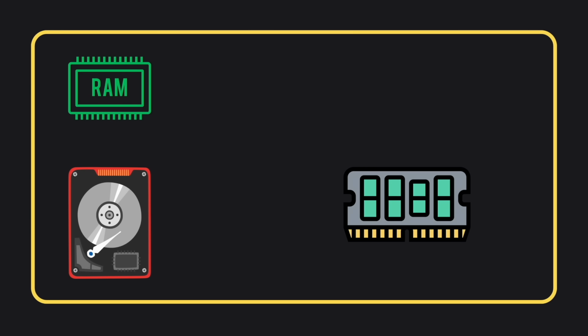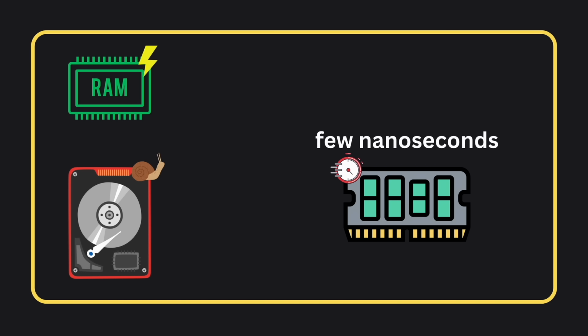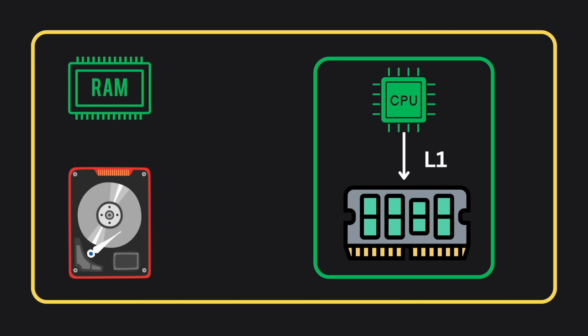The cache is smaller than RAM, typically it's measured in megabytes. But access times for cache memory are even faster than RAM, often just a few nanoseconds for the L1 cache. The CPU first checks the L1 cache for the data. If it's not found, it checks the L2 and L3 cache, and then finally it checks the RAM. The purpose of a cache is to reduce the average time to access data. That's why we store frequently used data here to optimize CPU performance.